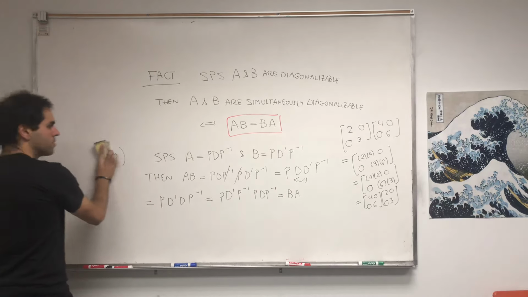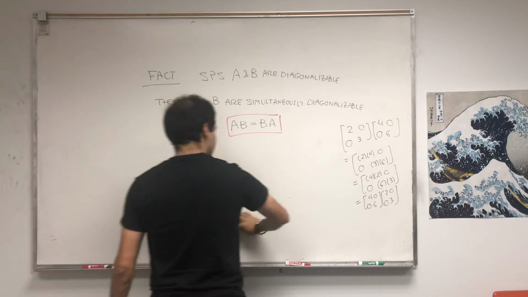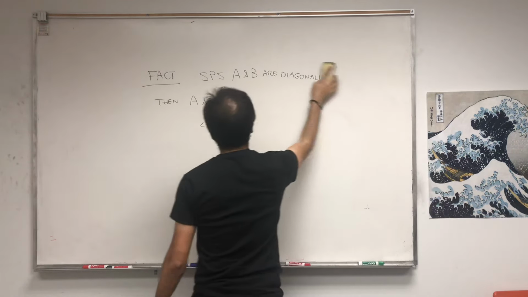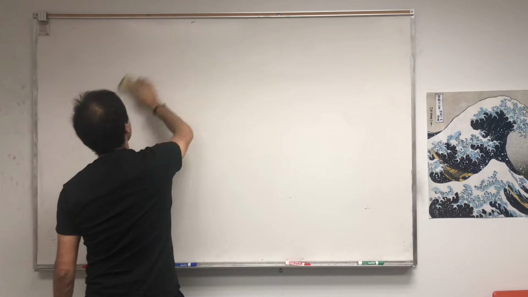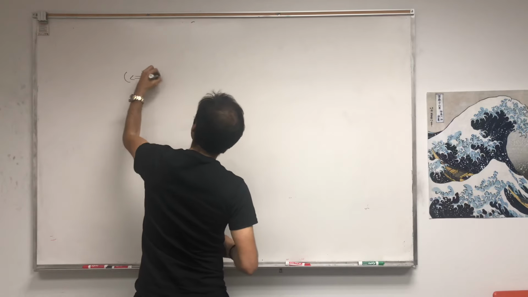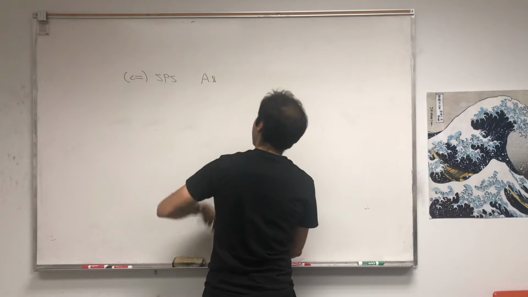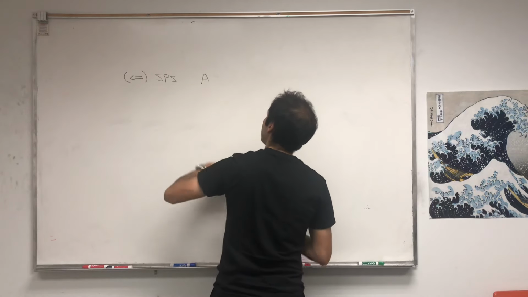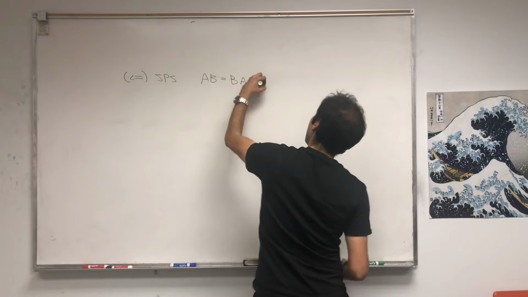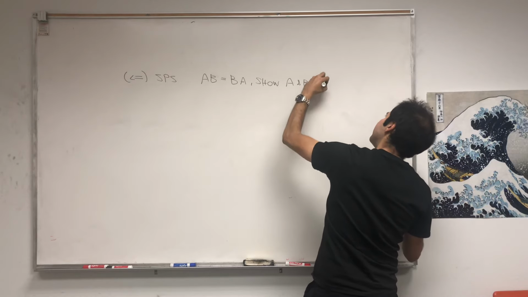Okay. And again, the proof is not easy, and I'm improvising a little bit, so bear with me. So suppose A and B commute. So suppose AB equals BA. And then show A and B are simultaneously diagonalizable.